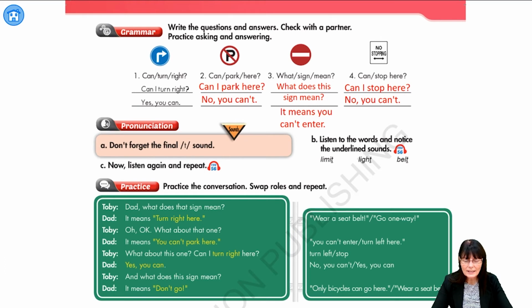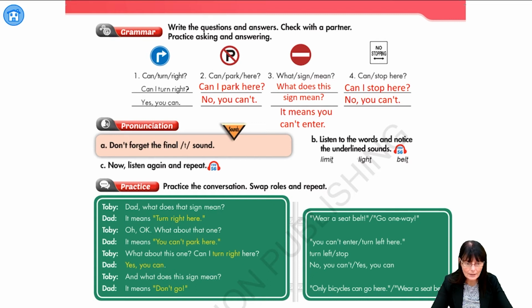Dad, what does that sign mean? Oh, okay. What about that one? What about this one? Can I turn right here? And what does this sign mean? Okay, great job.